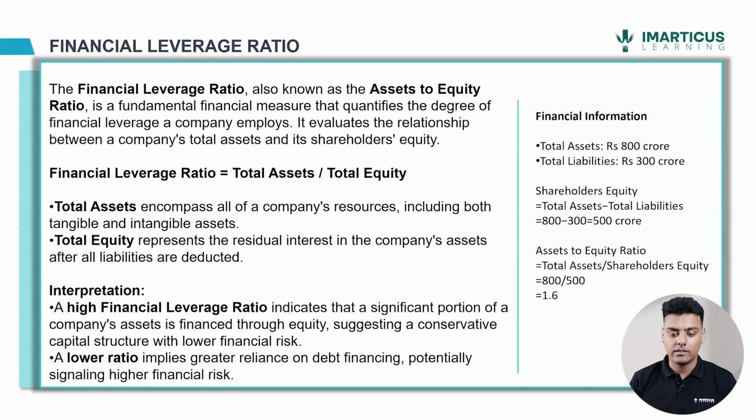Now, what does this mean? A ratio higher than 1 means that the majority of the company's assets are financed through equity. That means that the majority of the assets are owned by the shareholders. That means this company has a conservative capital structure. A lower ratio means that the company has used a lot of debt funding to finance its assets. And if a company is using debt funding to finance its assets, any time the lenders could call in their money and the company would have a capital crunch.